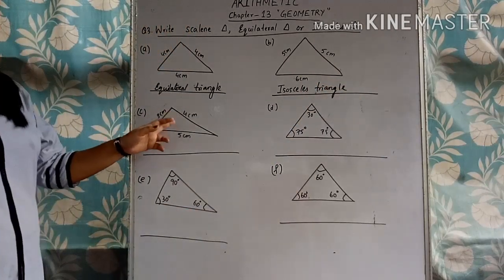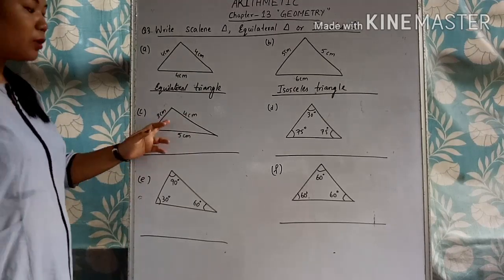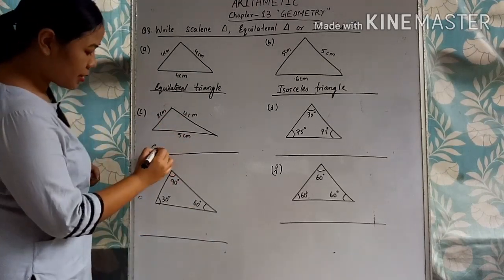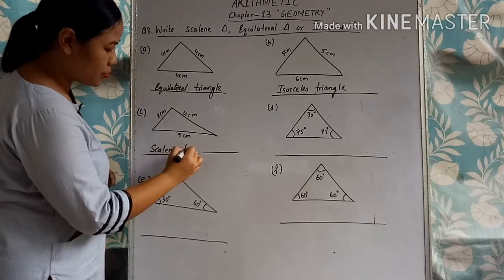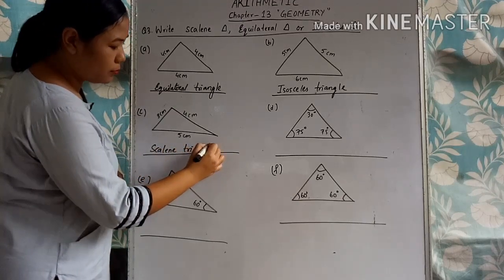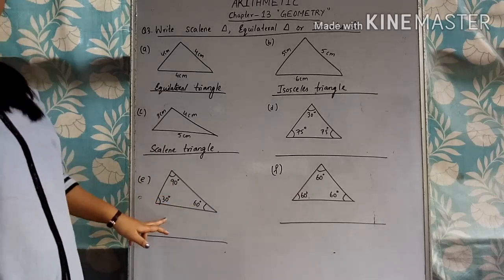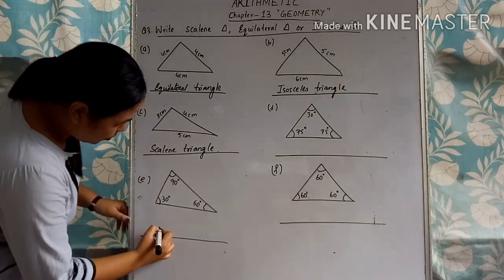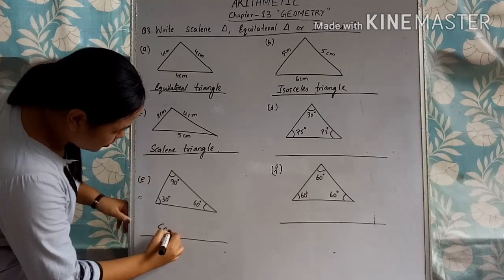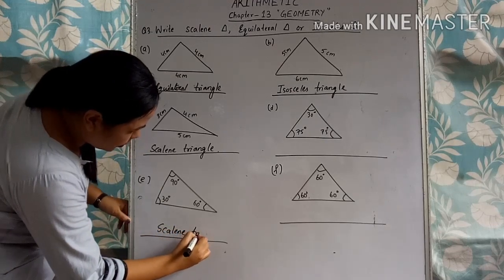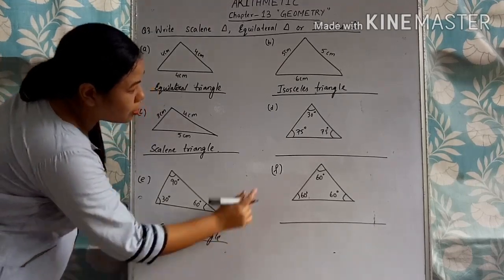Next, here all the sides are different. So when all the sides are different, it is a scalene triangle. Here all the angles are different. So it is also a scalene triangle. These two you solve by yourself.